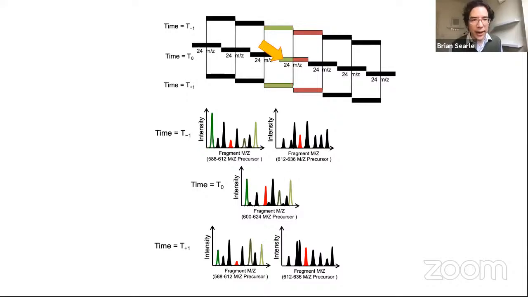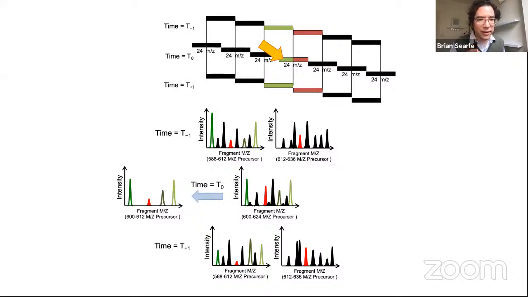But if you find ions only in the early part, so in this particular case, our center window is from 600 to 624, and our previous window is from 588 to 612, we see that there are ions in green. These ions in green, we can say, are definitely only in the left side and not in the right side. So we can assign those fragment ions only to a scan that belongs from this 600 to 612 range, because they have to exist in that first window and not at all in the second window.